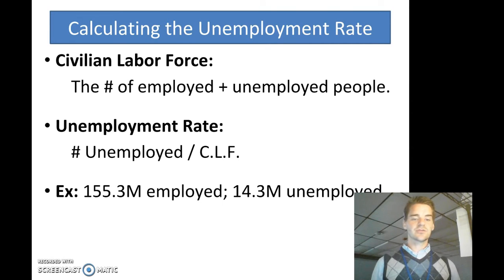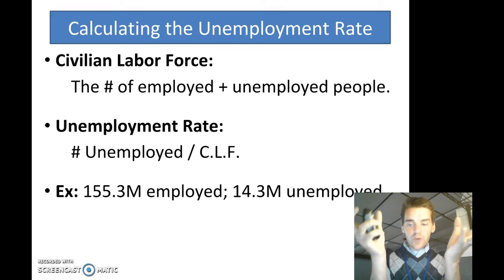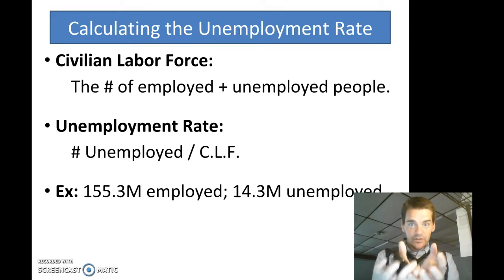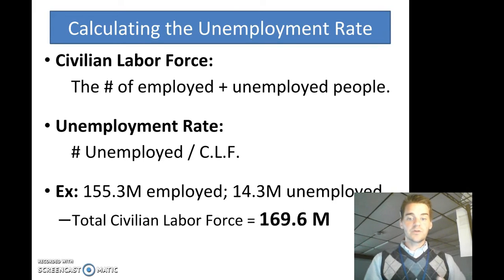Let's say that in our country, which these numbers aren't accurate by the way, but just pretend, we have 155.3 million employed people. These are people who have jobs. And we have 14.3 million unemployed people. These are people who don't have jobs, but they're looking for jobs, they want jobs, they're available, and they just don't have a job. If you add them together, you'll get the civilian labor force, which would be 169.6 million people.